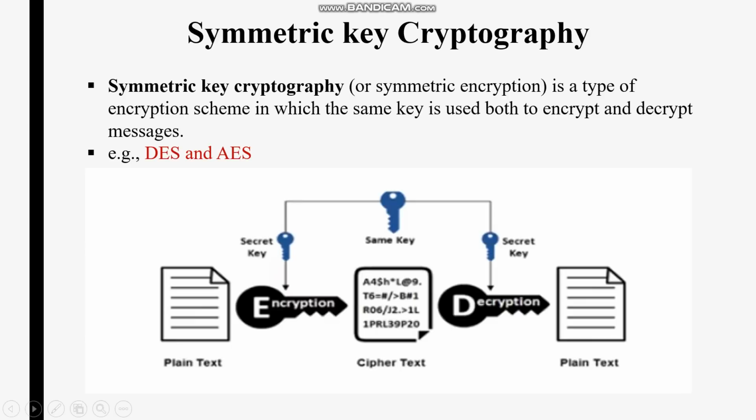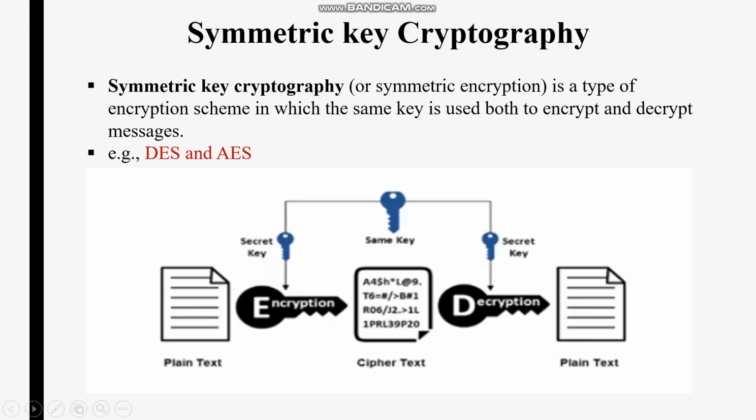Now see, there is a plain text. The sender has a plain text. He needs to send this plain text over an insecure channel. So first he or she converts the plain text to ciphertext using the same secret key. When we say the same secret key is used for both encryption and decryption, the sender and receiver already know what the key is. Before they perform encryption and decryption, the sender and receiver already know what key has to be used.